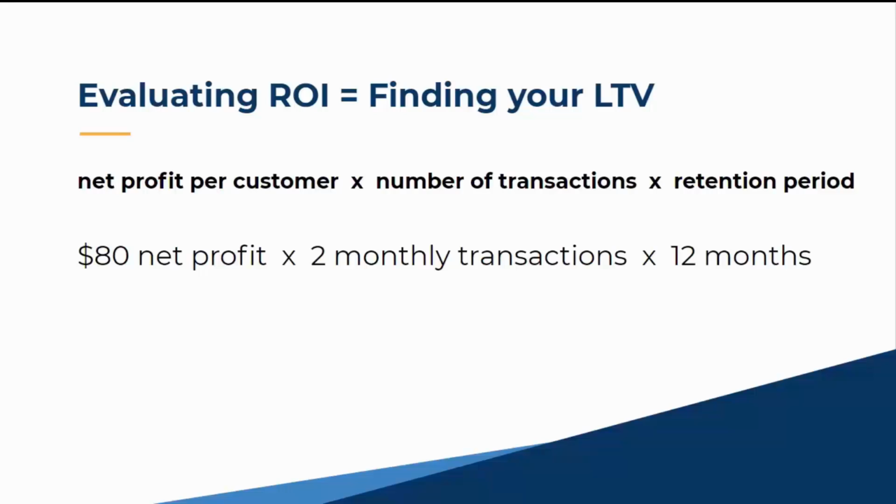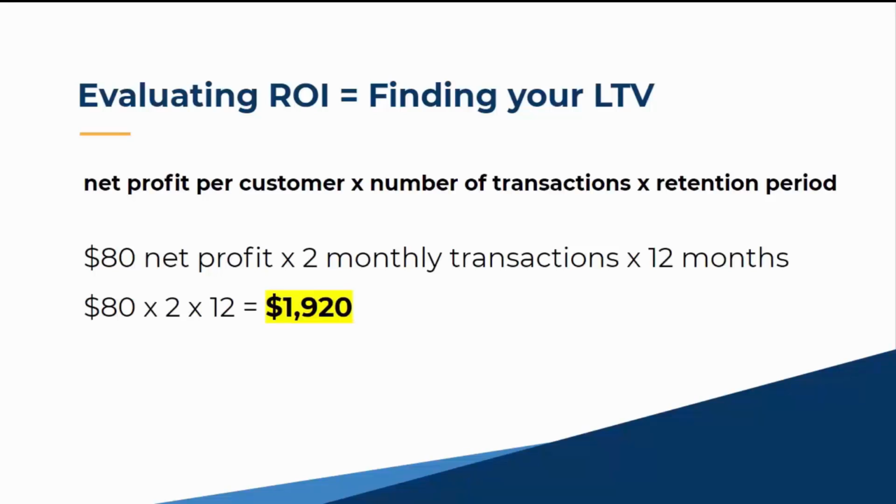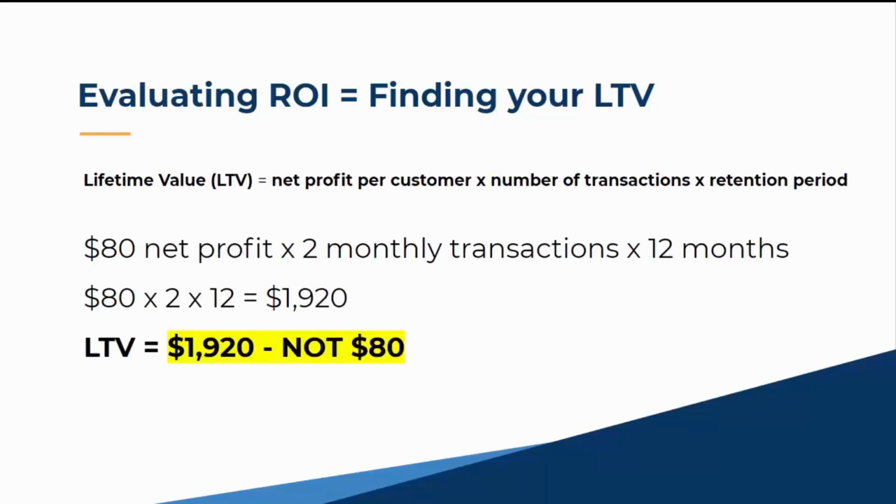Okay, so now let's do the math. Just a quick recap here. $80 net profit per customer times 2, because women replace their eyelashes twice per month, times 12, which is the average time that a customer stays with her. Now let's see what that looks like. 80 times 2 times 12 equals 1,920. Okay, so the lifetime value of her customer is $1,920, not 80.